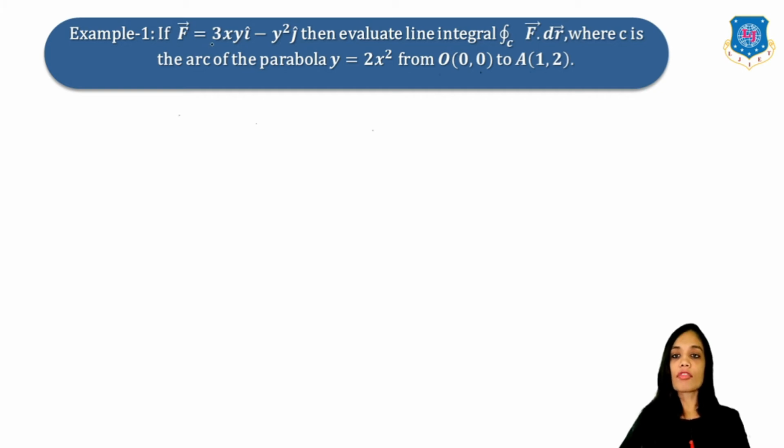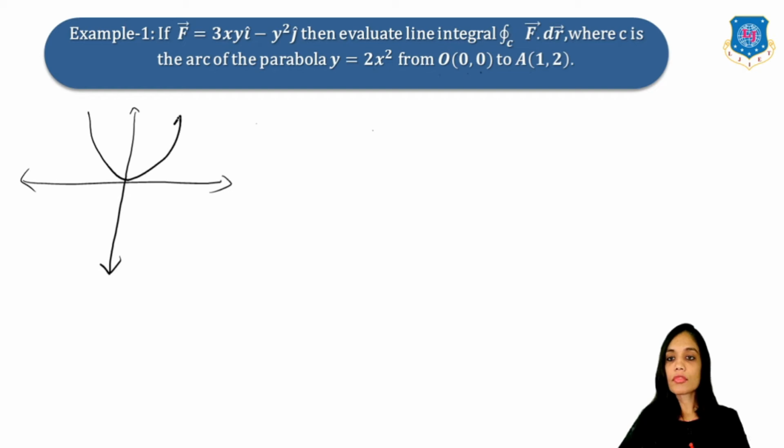So here f bar is equal to this. We have to evaluate the line integral where C is the arc of the parabola y equals 2x square from (0, 0) to (1, 2). So firstly let us draw the parabola y equals 2x square. This will open upward. This is our parabola, this is our point O (0, 0), and let us consider this as A (1, 2). Now we have to integrate over arc OA, right? We have to find the line integral over C of f bar dot dr bar.